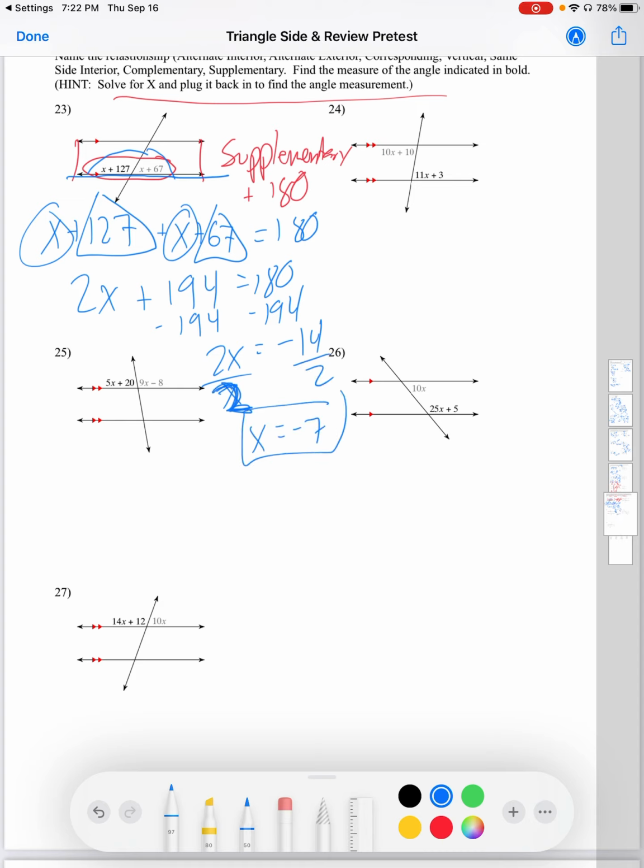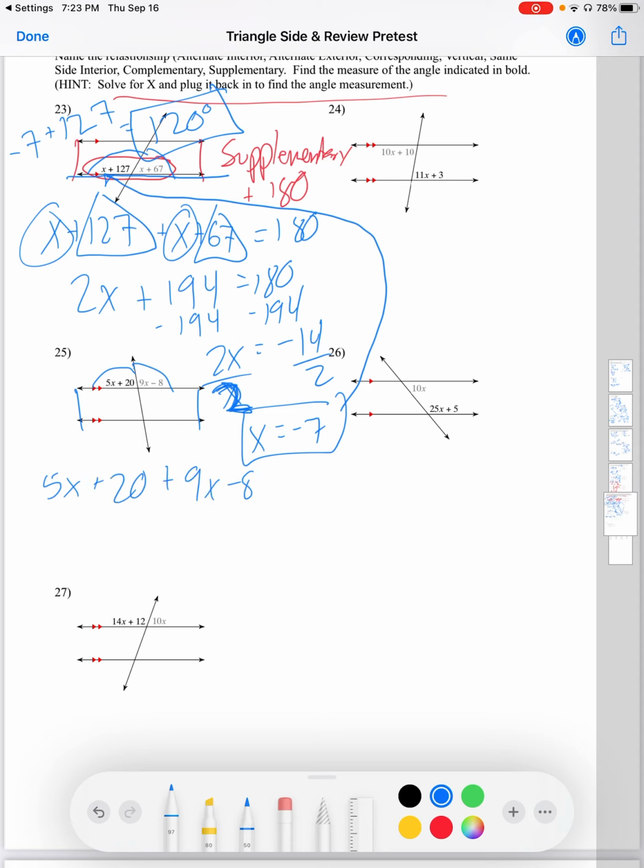Now that's not what we want. They want the angle. That's got to plug back in there. So negative 7 plus 127 equals 120 degrees. That's my answer. Again here, same type of problem. I'm not going to do that one because it's the same. That angle plus that angle will add up to 180. Solve for x. Once you get x, you'll plug it back in here.